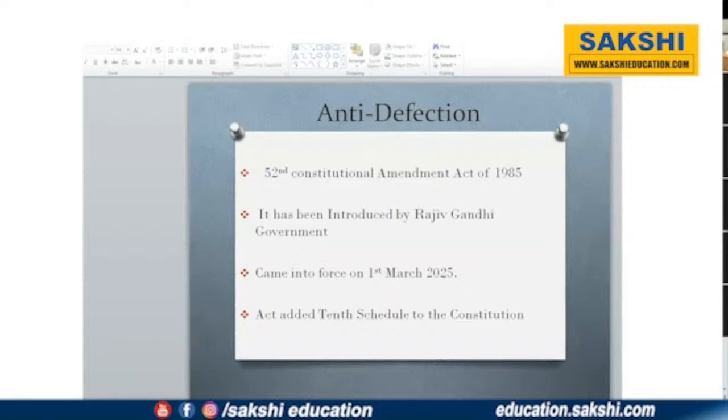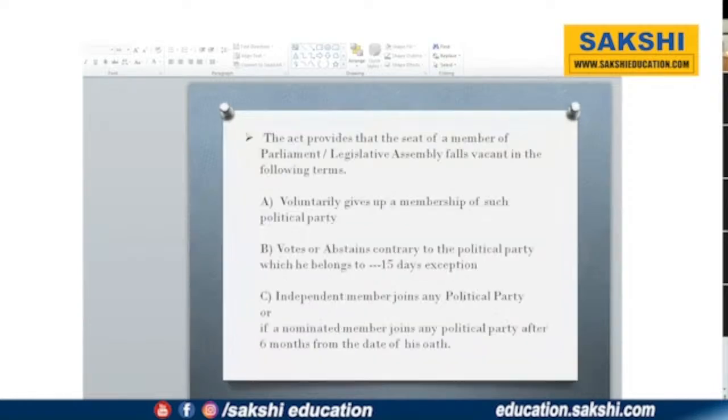It was introduced by the late Prime Minister Rajiv Gandhi, and it came into force on March 1st, 2025. And it added one more schedule to the Indian Constitution, that is the 10th schedule. What are the various provisions of this act? What exactly is the gist, or the essence, of this act?